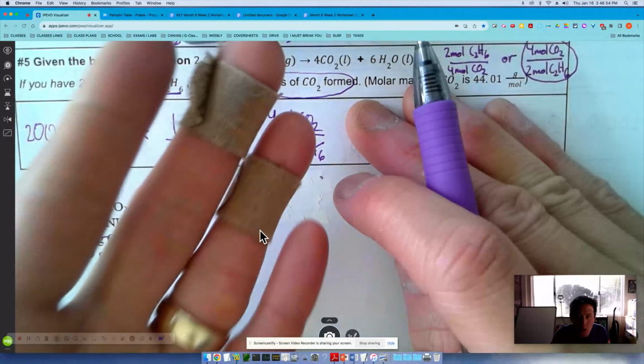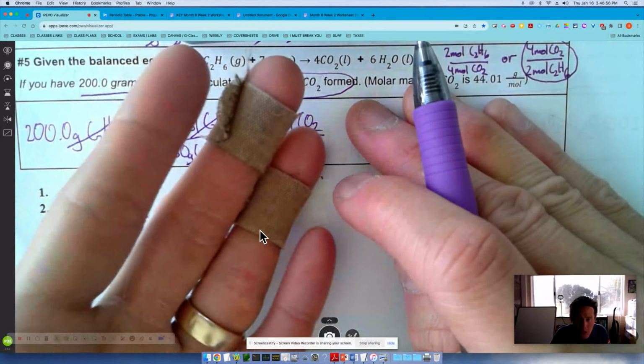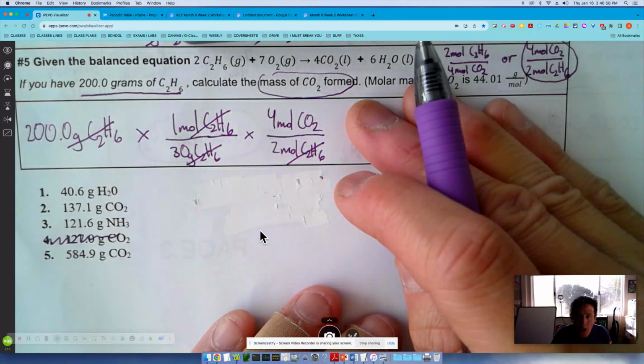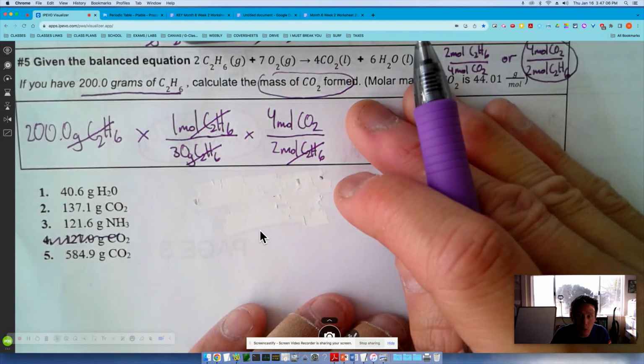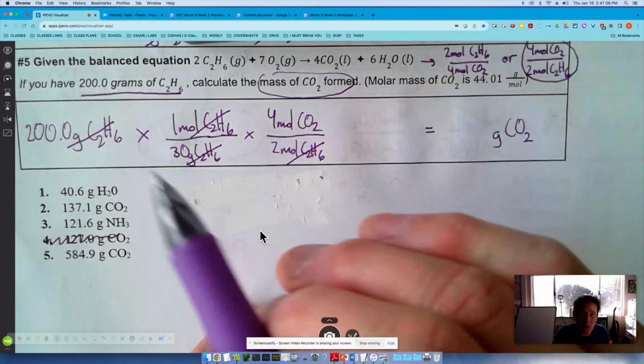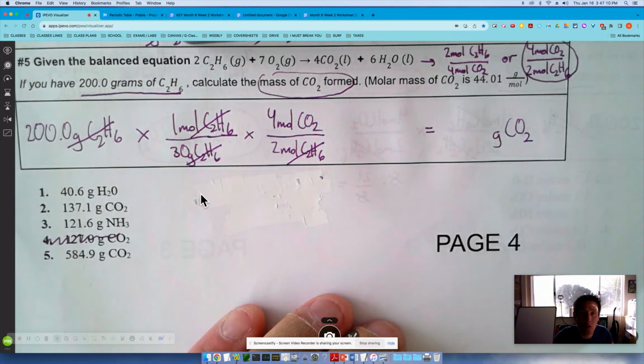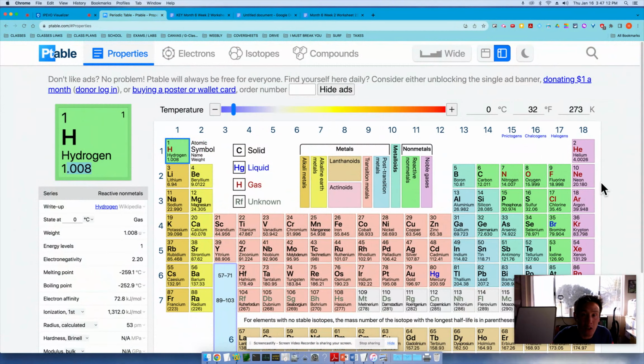I would need to convert that into a mass. So you know what I need? I need what's called the molar mass of CO2, how much 1 mole of CO2 would actually weigh. Does that mean I have to use the periodic table again? Well, normally, yeah, you'd have to look up CO2, take that weight and multiply it by 2 and so forth.